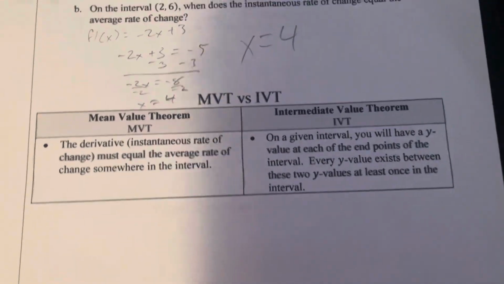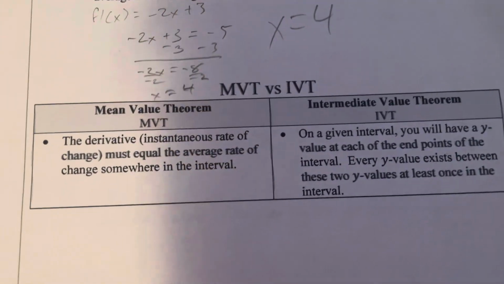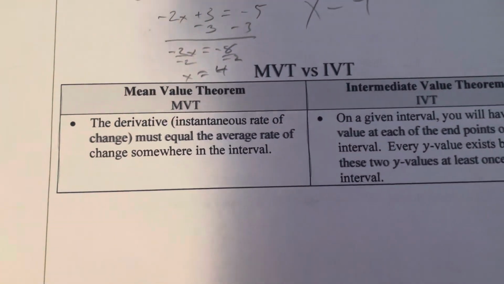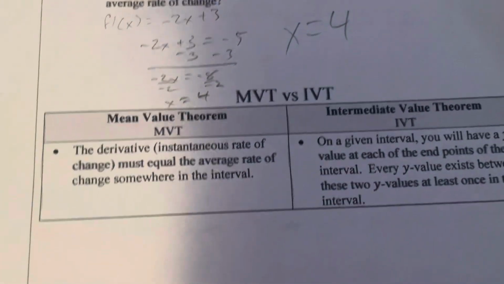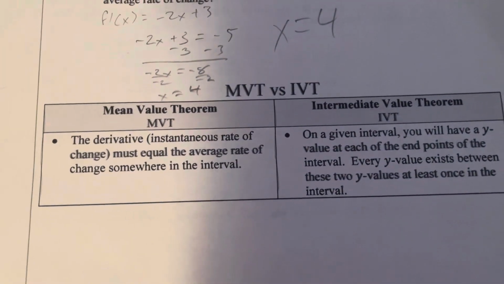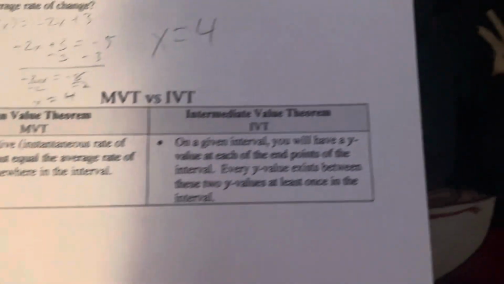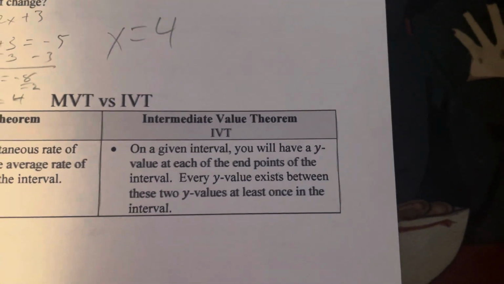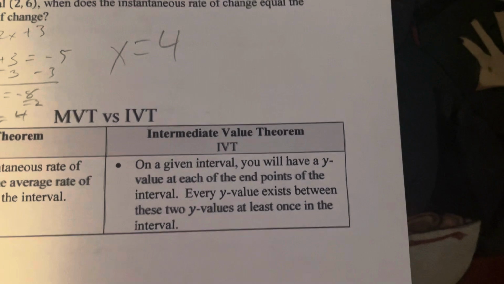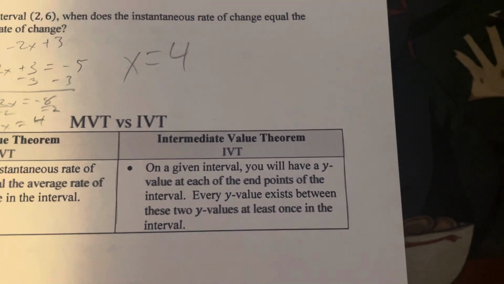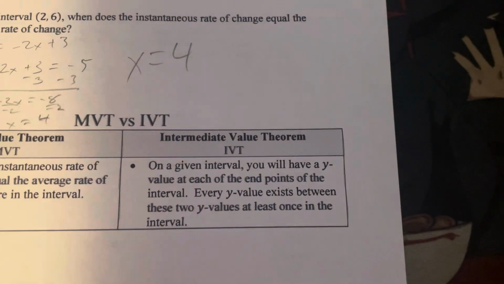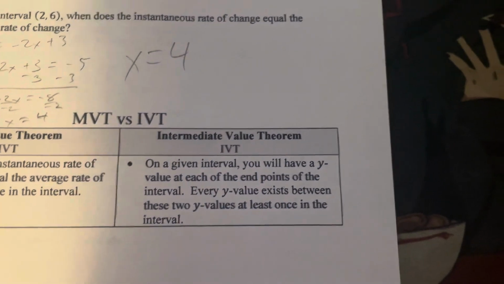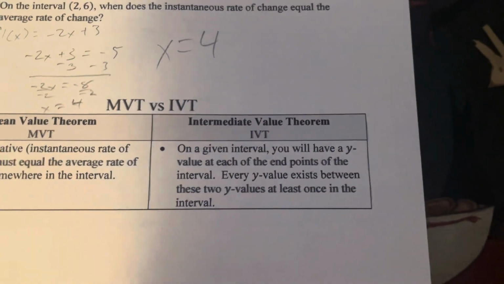Mean value theorem versus intermediate value theorem. Mean value theorem: the derivative, or instantaneous rate of change, must equal the average rate of change somewhere on the interval. Intermediate value theorem: on a given interval, you will have a y value at each of the endpoints of the interval. Every y value between these two y values exists at least once on the interval.